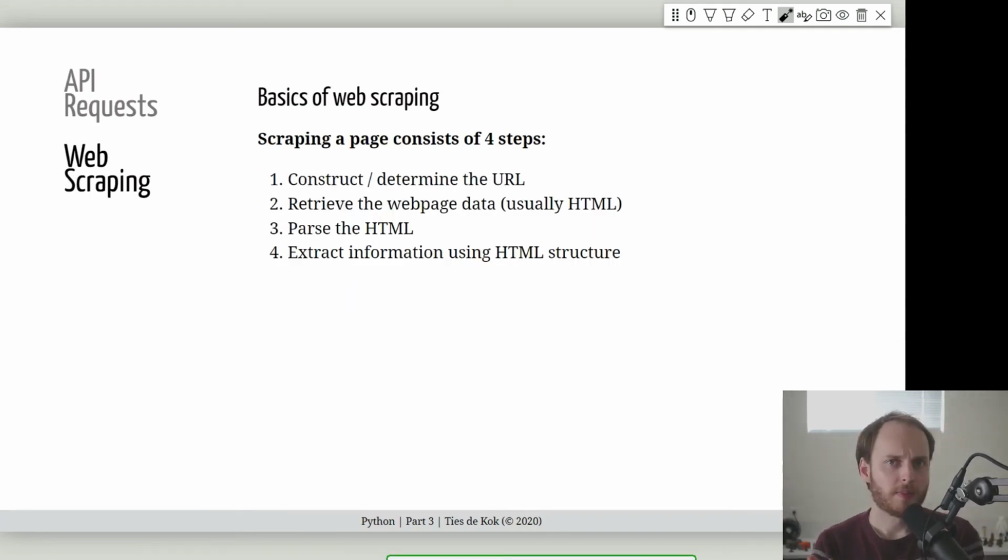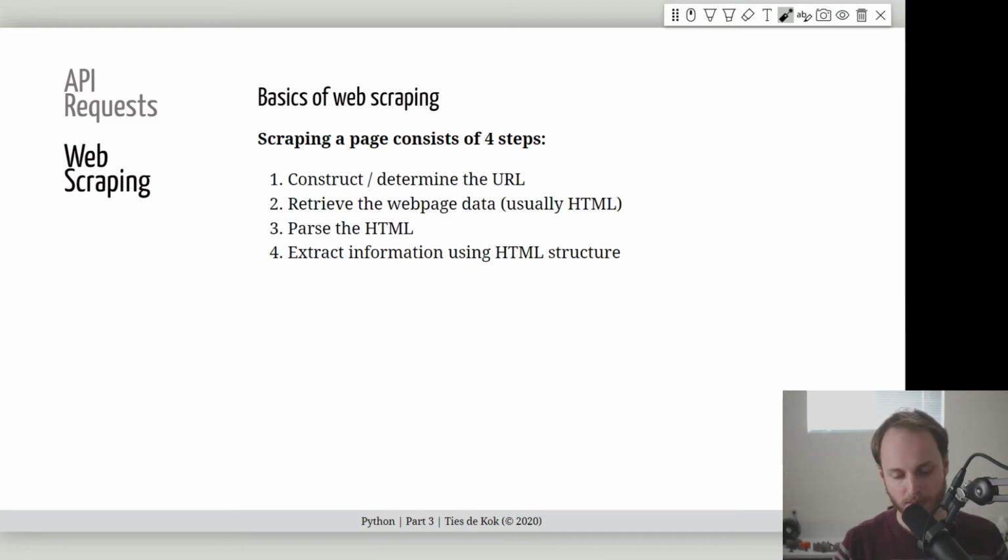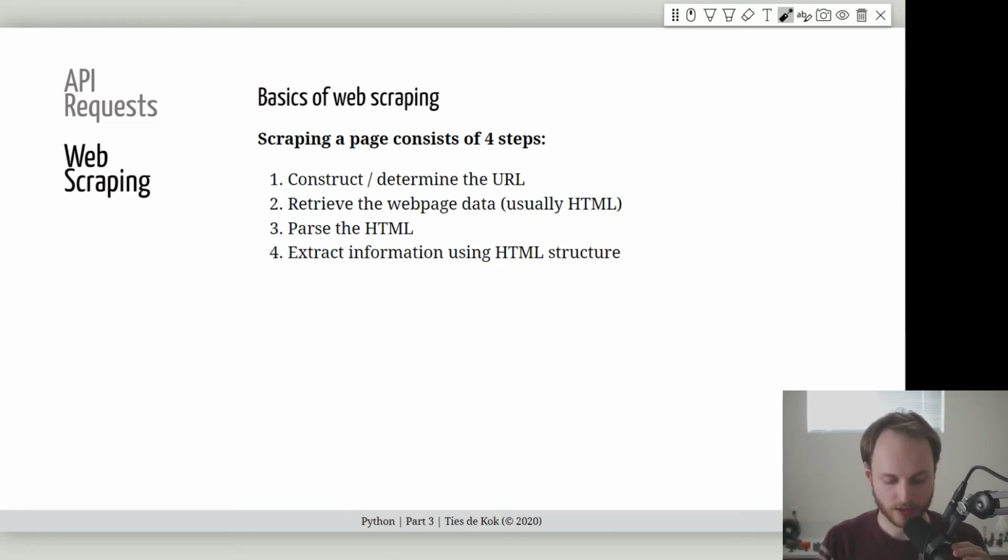Let's say there is no API available, and we have to resort to scraping the web page. At that point, the first couple of steps are going to be identical to how we would interact with an API, because if we do web scraping, we generally have 4 steps, which is we need to figure out what the URL is. We need to retrieve the data, and we will use requests for this.